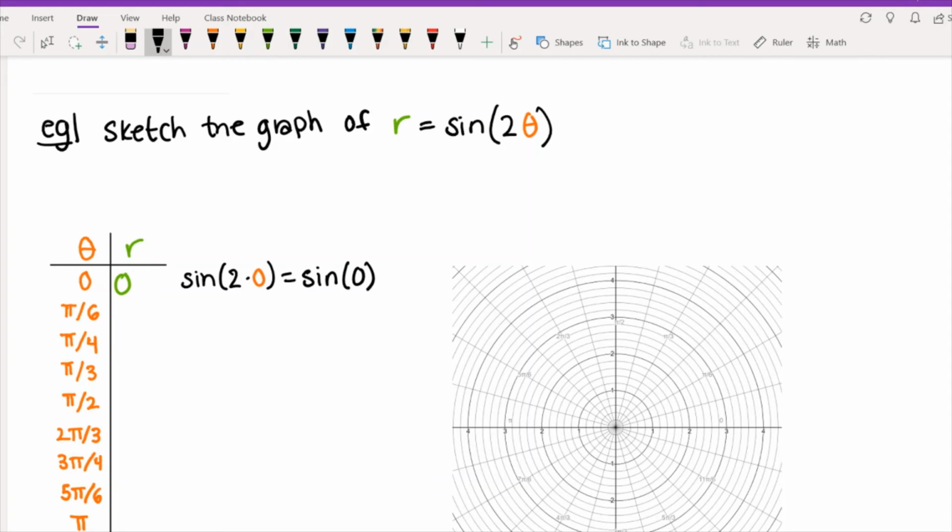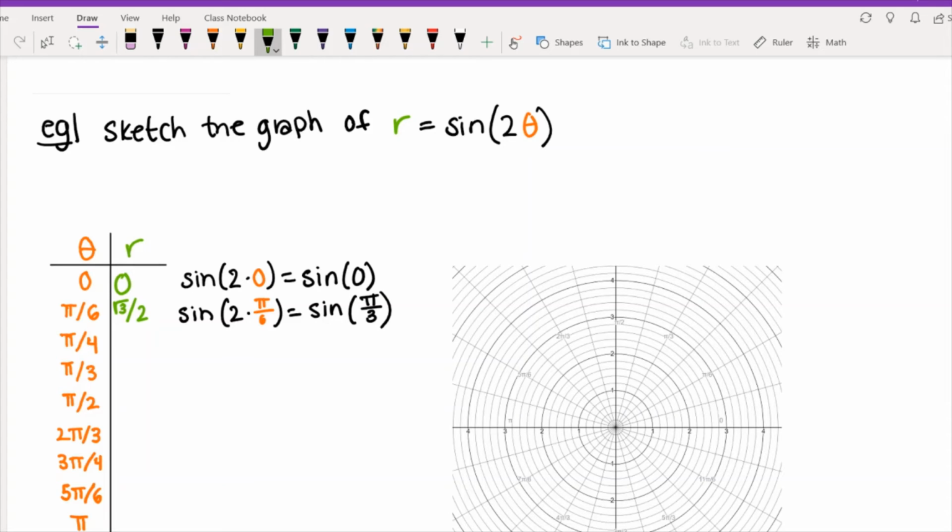But in this next one, it will make a difference. So we're going to be doing sine of 2 times pi over 6. And sine of 2 times pi over 6, well, that's the same thing as sine of pi over 3. And so what is sine of pi over 3? Well, that would be square root of 3 over 2, right? If you go on the unit circle to an angle of pi over 3, the y coordinate would be square root of 3 over 2.